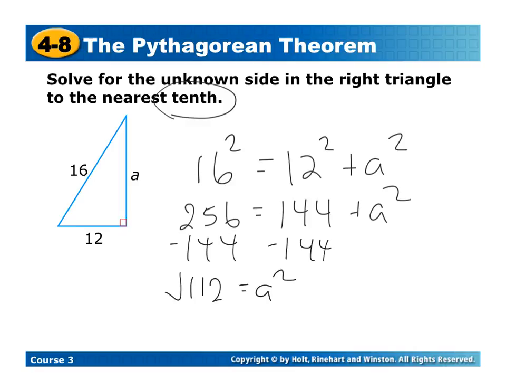I'm going to take the square root of that. And here we have 10.58. Keeps going on, but if we're rounding to the nearest tenth, that 8 tells us to round up. So to the nearest tenth, we'd have 10.6.